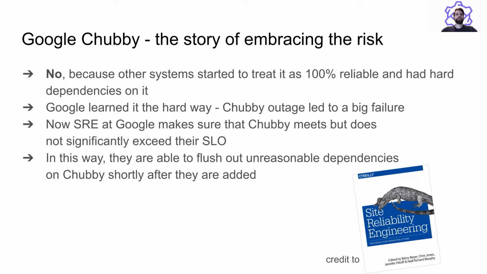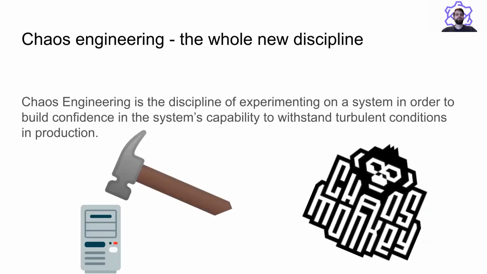Google learned the hard way that Chubby outages degraded the stability of many different systems. Lesson learned. Now, SRE makes sure that Chubby meets but does not significantly exceed its SLO. In this way, Google engineers are able to flush out unreasonable dependencies on Chubby shortly after they are added. Services by design might try to cope with the unavailability of Chubby gracefully. It makes the system as a whole more reliable.